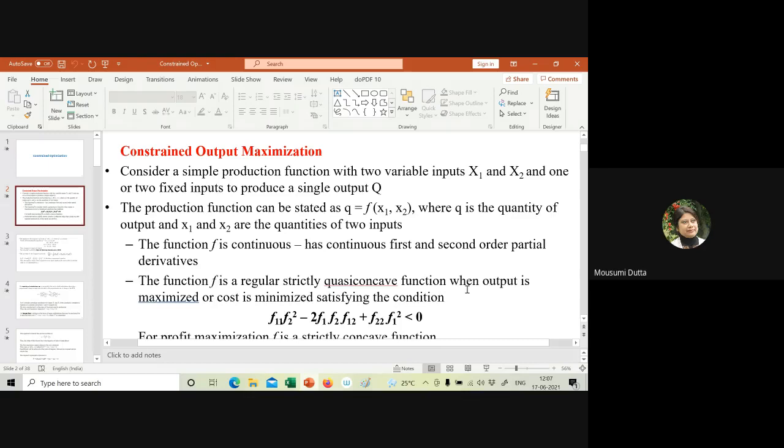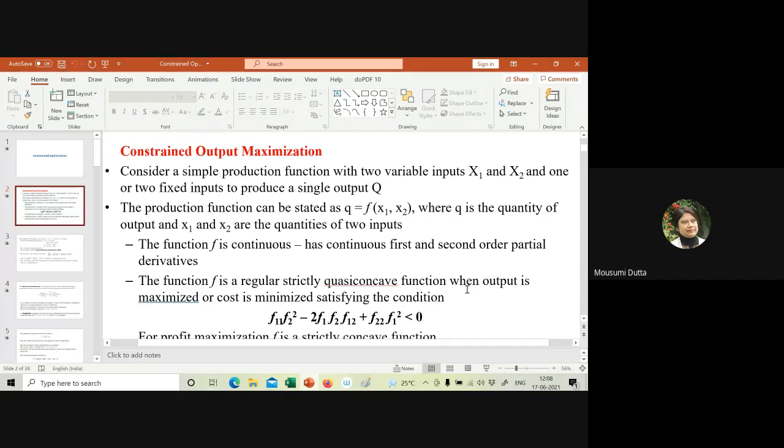So consider a simple production function with two inputs, x1 and x2. So in these problems, x1 and x2 will be treated as inputs rather than commodities, as you know. And we are producing the output q. The production function can be stated as q is equal to f of x1, x2, where q is the quantity of output and small x1 and small x2 are the quantities of two inputs. The function f is continuous, so it is differentiable, has continuous first and second order partial derivatives.